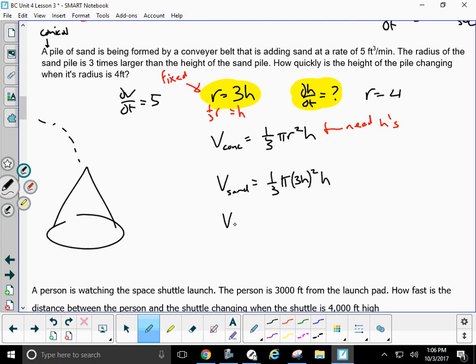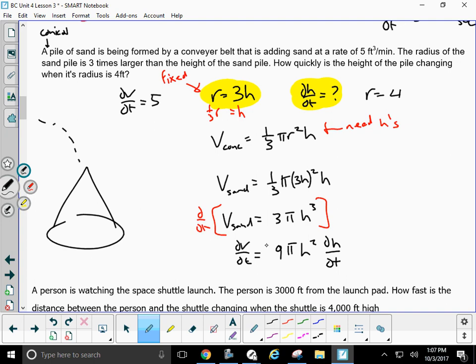Now, I'm going to simplify this a little bit. The volume of my sand is going to be, now remember, you have to square the 3h, so that'd be 9h squared. The 9 times the 3 is going to give me 3 pi h squared times h, or 9 pi h cubed. This is an easier formula to deal with. I'm going to take the derivative of this with respect to t, giving me dV/dt is equal to 9 pi h squared dh/dt.